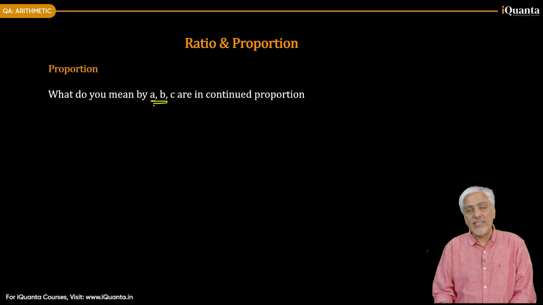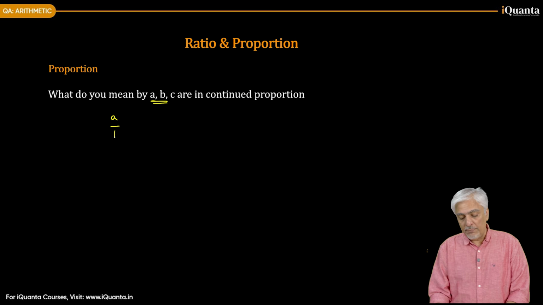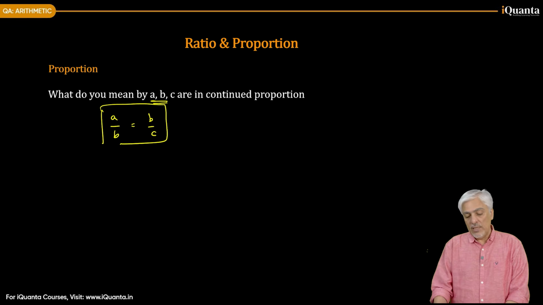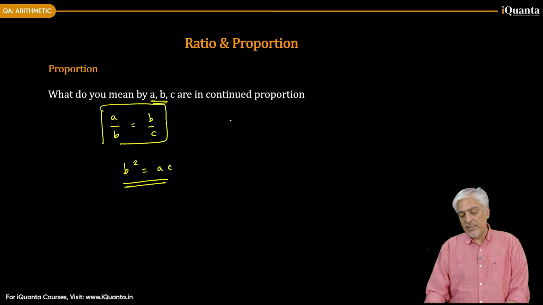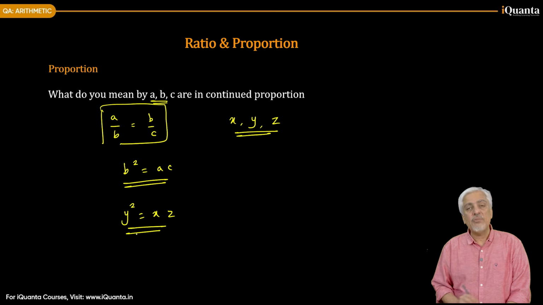When I say A, B, C are in continued proportion, then we can say A upon B is equal to B upon C. That means the term repeats over here. A upon B is equal to B upon C is called continued proportion. Here, if I cross multiply, I'll get B square is equal to AC. That means if there are 3 terms, say X, Y, and Z are in continued proportion, then always the middle term's square will be the product of the extremes. That is X into Z will be equal to Y square.